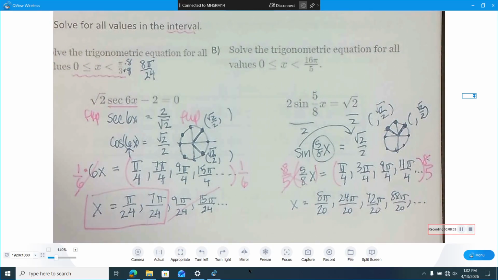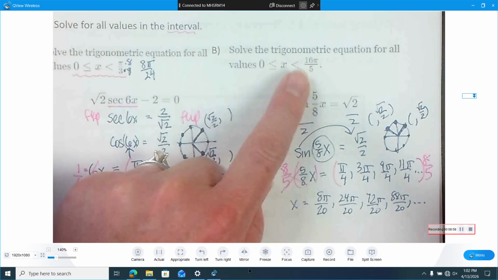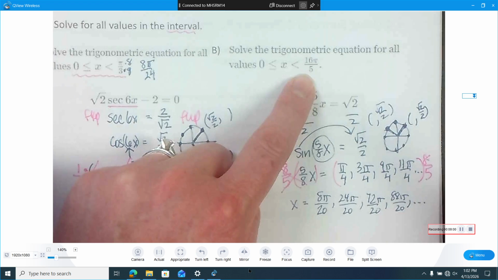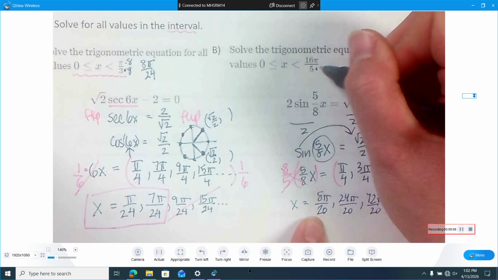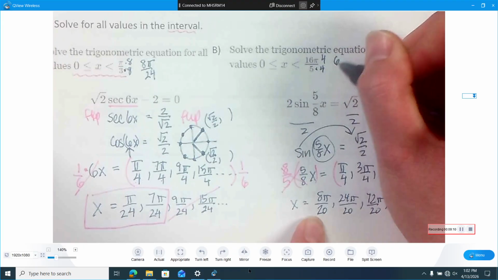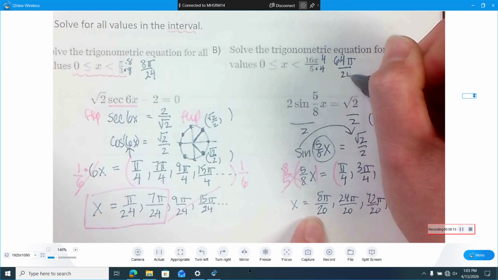But again, I don't necessarily need all of them. We only want to go between 0 and 16 pi over 5. Again, I have a base of 20. This does not. What can I do to compare? Yeah, make the bases match, make the denominators match. I'm going to multiply by 4. That'd be 64 pi over 20.